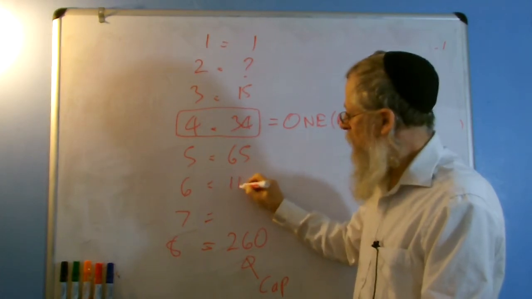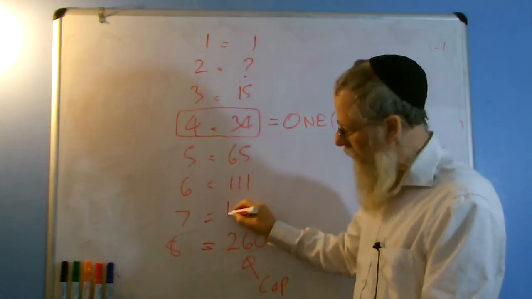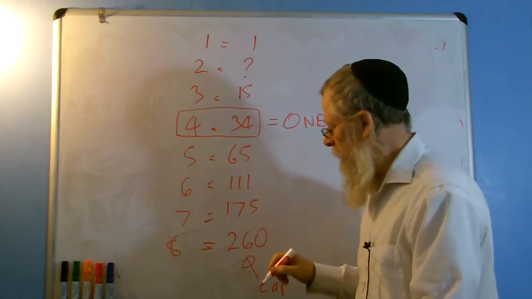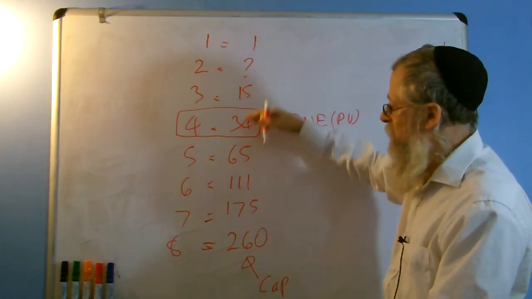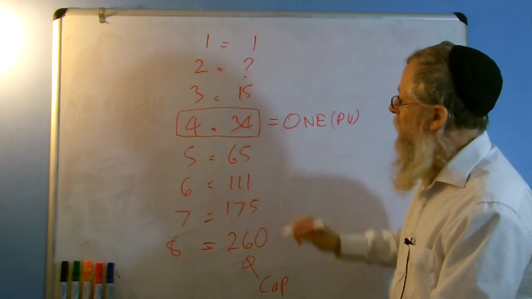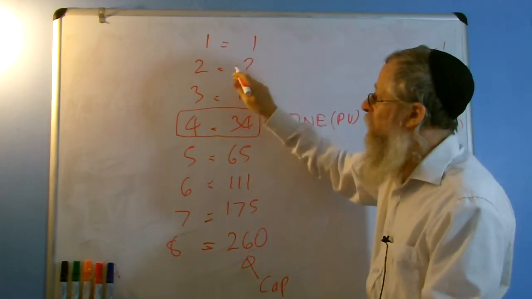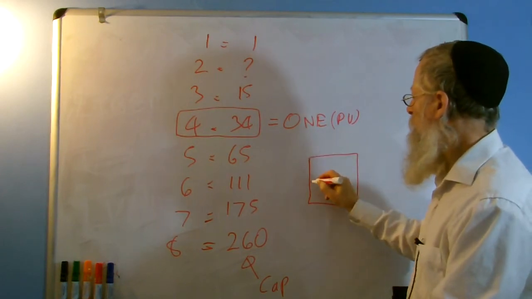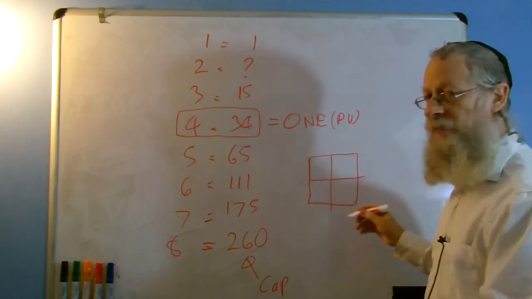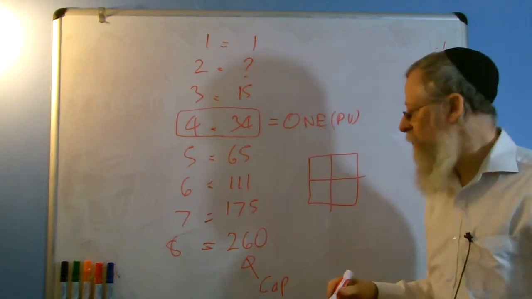6 gives you 111, and 7 is 175. So all these are the numbers of all the magic squares. These are all the magic numbers. Okay. Why does 2 have a question mark? Because with a 2 by 2 square, you don't get the same value for the columns and the rows, etc.